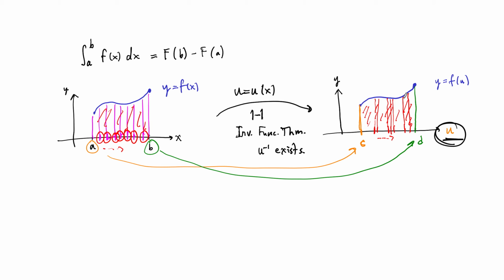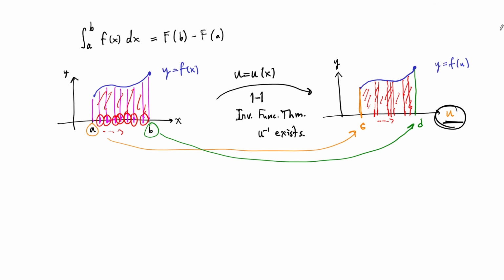By the way, we also want this u to be differentiable, right? It has to be differentiable because this is calculus, and we want to make sure that this change is smooth in some sense, that the change of coordinates is smooth. And so what does the inverse function theorem tell us, right? It says that u inverse exists.